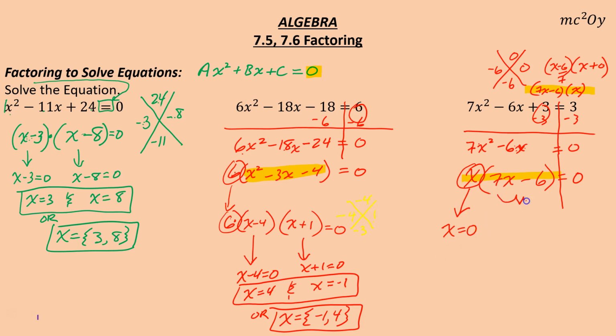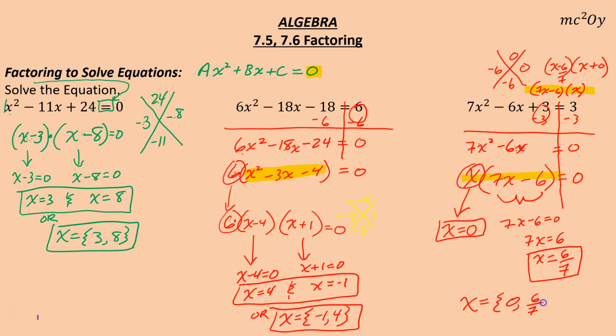And then we have this piece right here, 7x minus 6, which could equal 0. In that case, we add 6, 7x equals 6, and then we divide by 7. X equals 6 over 7. Leave it as a fraction. So those are your solutions right there. If we write it in set notation, that's 0 and 6/7.